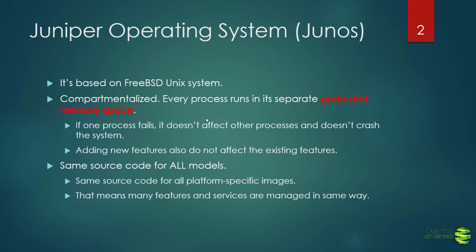One thing you will see is that the whole Juniper ecosystem revolves around the Junos operating system, the Juniper operating system, also known as Junos. It is based on FreeBSD Unix, so it's a Unix-based operating system. But what makes it unique and very stable is the compartmentalization of different services. Every process runs in its own separate protected memory space. That means if one process fails, it doesn't affect other processes and doesn't crash the system, right?